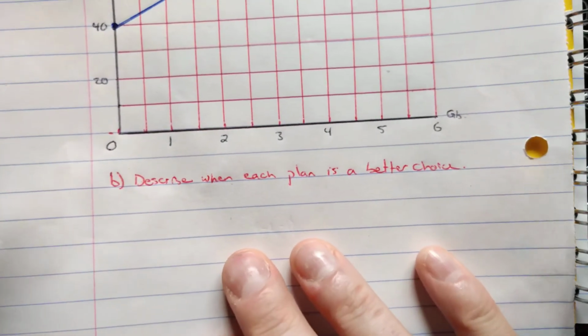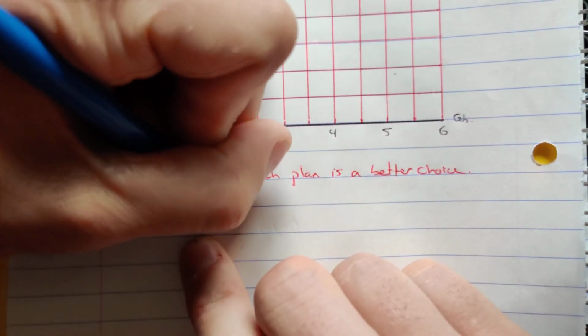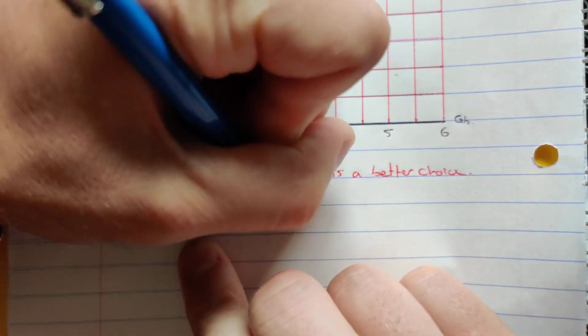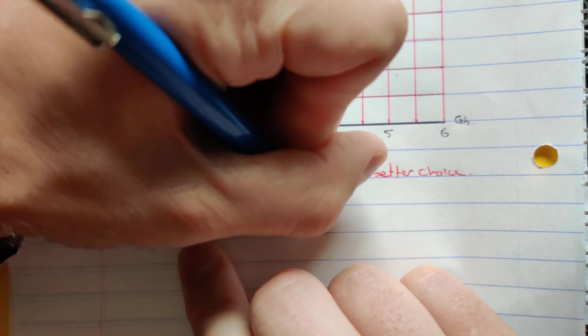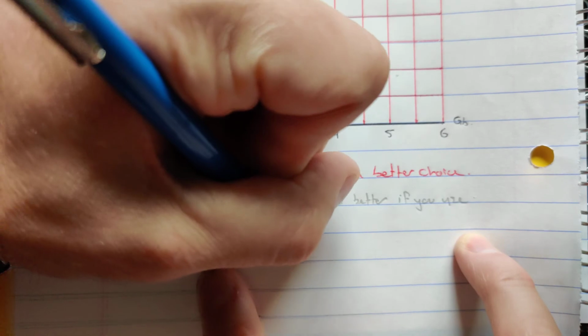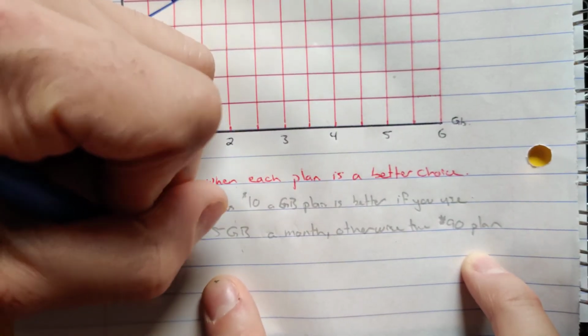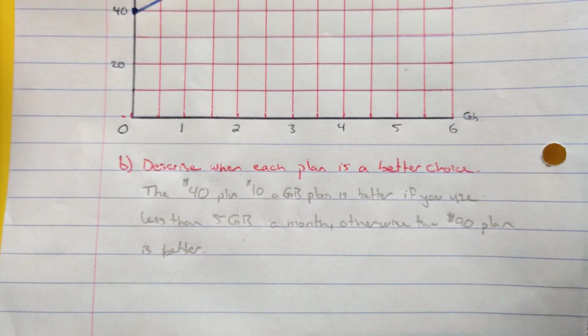So when is each plan a better choice? The $40 plus $10 a gigabyte plan is better if you use less than 5 gigabytes a month. Otherwise, the $90 plan is better. So something simple like that.